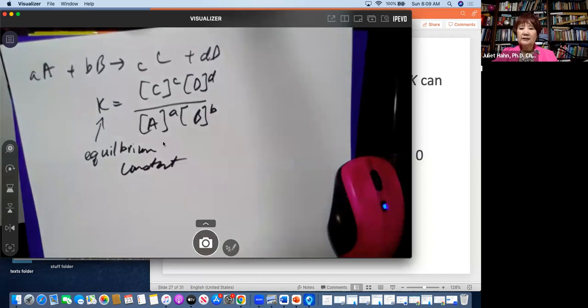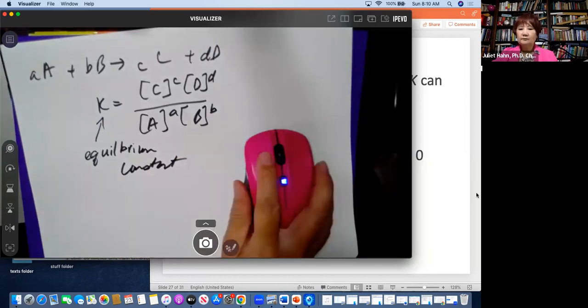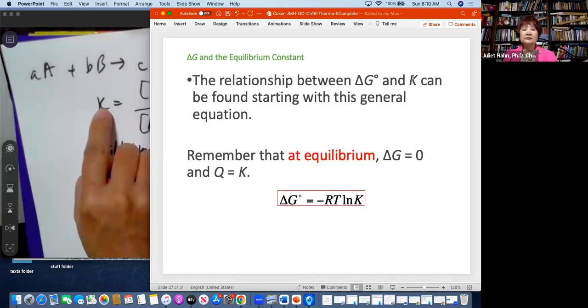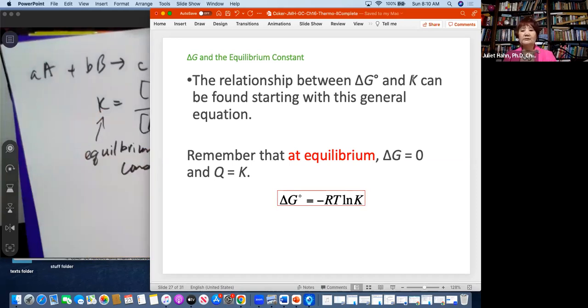So this K here is this K. So this K right here is this K. So that's the equilibrium constant. It's not Kelvin, it's the equilibrium constant.